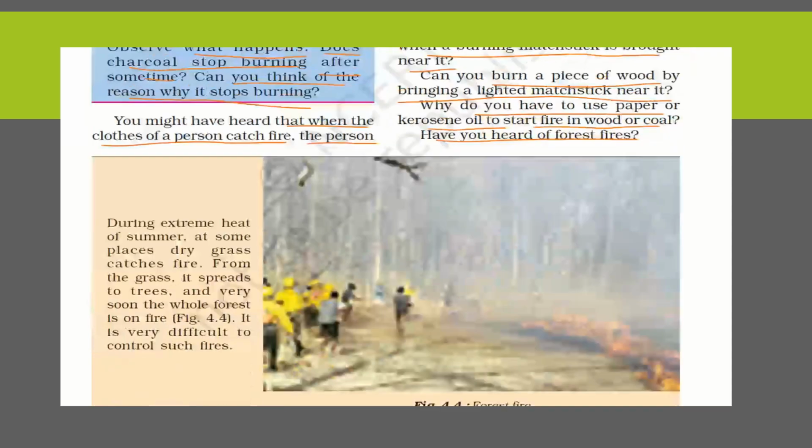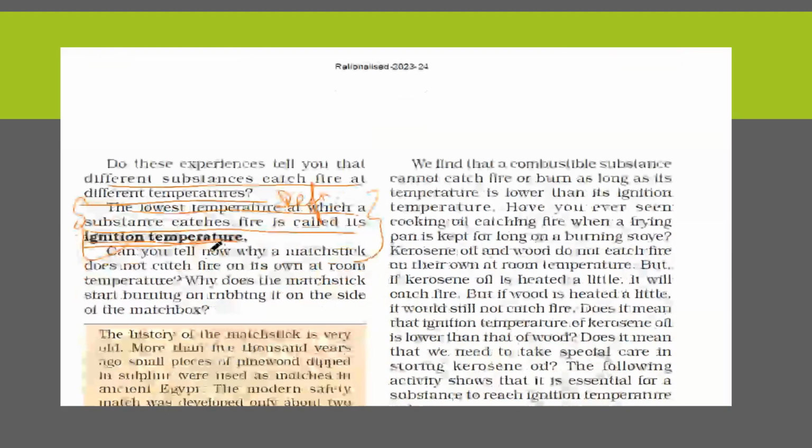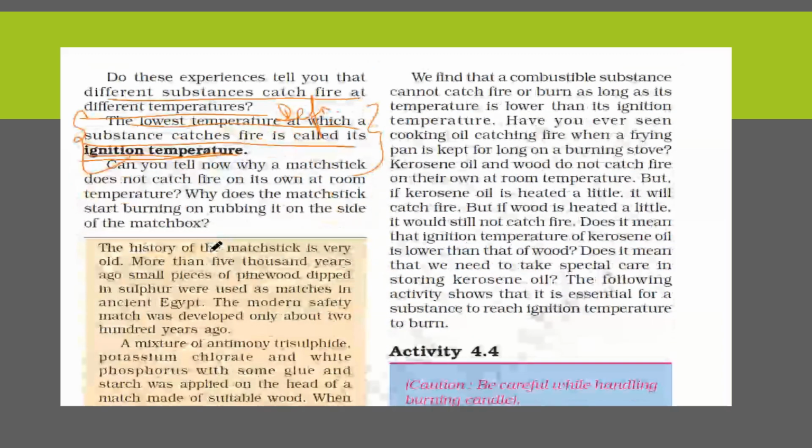Have you heard of forest fires? Yes, during the summer months when it is too hot, at some places dry grass catches fire, and from the grass it spreads to trees, and very soon the whole forest is on fire, and it is very difficult to control such fires, right? So from that we can conclude that the lowest temperature at which a substance catches fire is called ignition temperature.